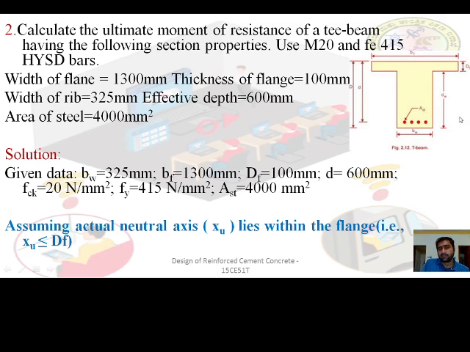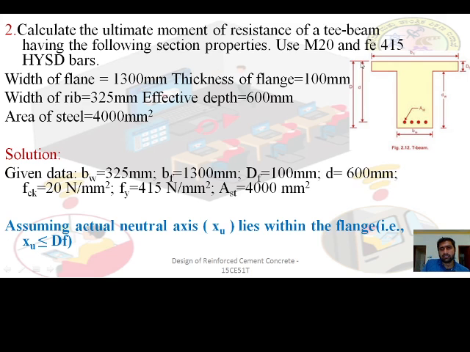The figure they have not given. If they had given it, that would be very easy. But we know the shape of the T-beam. So BF is this one. BF is 1300 millimeter, I have written in the data. Next, thickness of the flange. This is the flange. Thickness of the flange is DF. I have written DF as 100 millimeter.